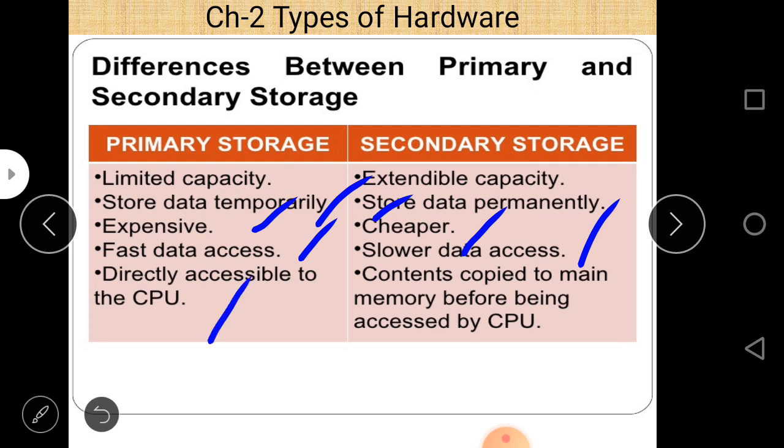Next is directly accessible to the CPU. Primary storage can be directly accessible to the CPU. CPU can directly use this random access memory, but as far as secondary memory is concerned, content is copied to the main memory. It basically sends data to the main memory, as we have seen in the block diagram of the computer system, before being accessed by the CPU. So it cannot be directly accessed by the CPU. That is the biggest advantage.